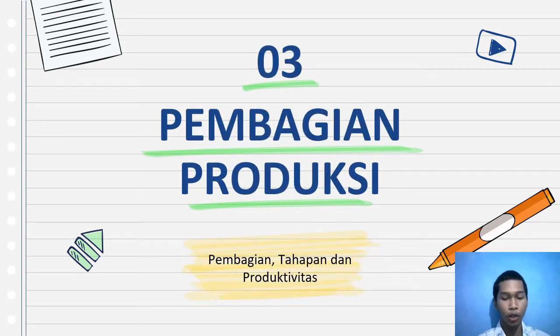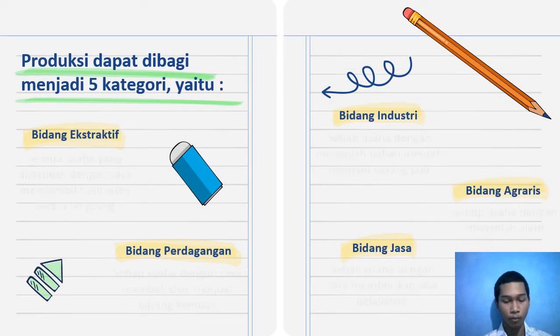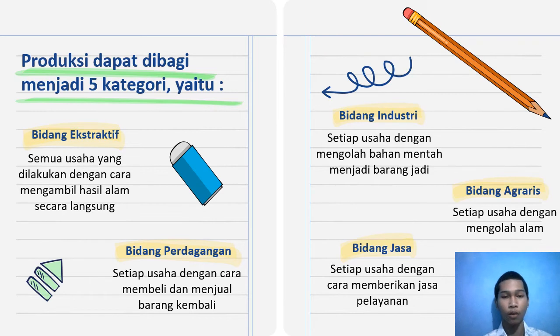Number 3. Production division. Production can be divided into 5 sectors, namely: number 1, extractive sector, where all efforts are made by taking natural products directly. Number 2, trade sector, where every business is made by buying and selling goods. Number 3, industrial sector, where every business is made by processing raw materials into finished goods. Number 4, service sector, where every business is made by providing services.